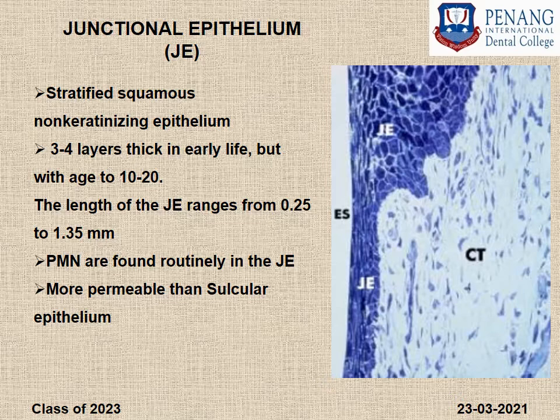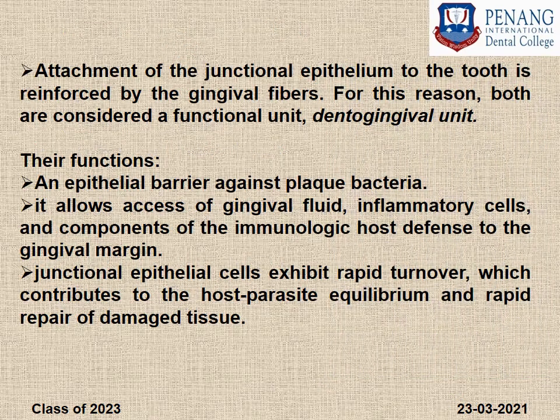So you can understand that if there are even minimal food deposits at the cervical level, there is easy permeability of the food or the microorganisms through the junctional epithelium or sulcular epithelium to the underlying surfaces. Attachment of junctional epithelium to the tooth is reinforced by the gingival fibers. For this reason, both the junctional epithelium and the gingival fibers are together considered to be a functional unit known as the dentogingival unit.